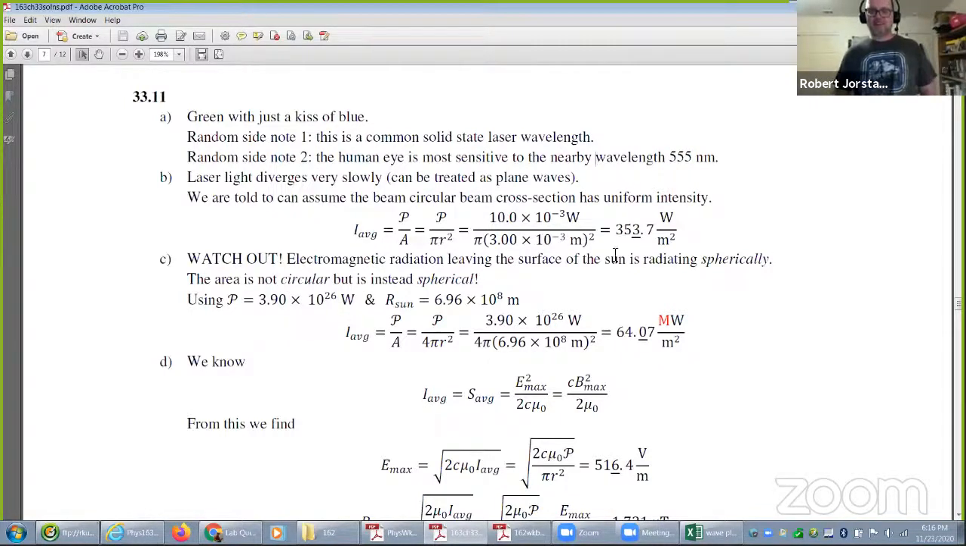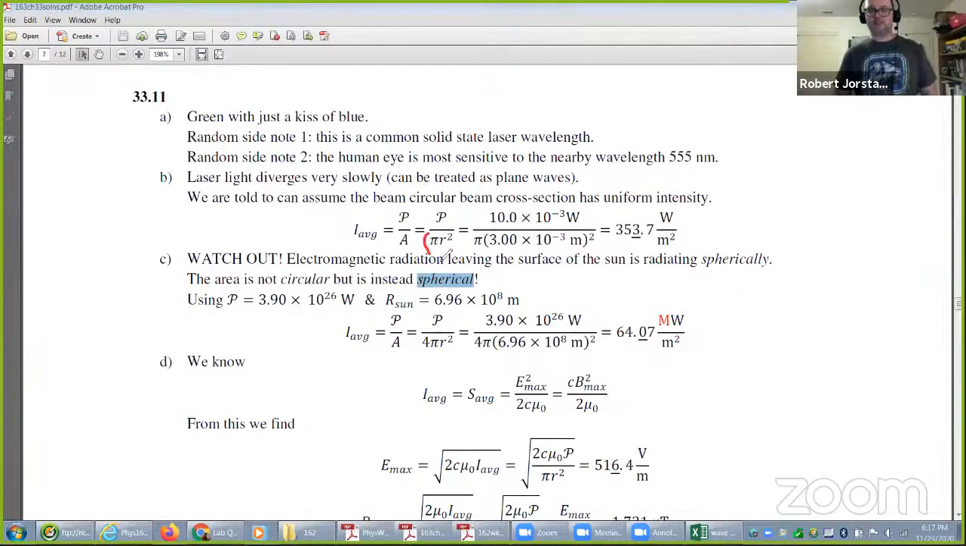That said, here's this laser beam, about 353 watts per meter squared. So close to a kilowatt per meter squared. The sun uses a spherical area. This is a very common thing. I know we're kind of tired and I'm starting to get a little loopy.